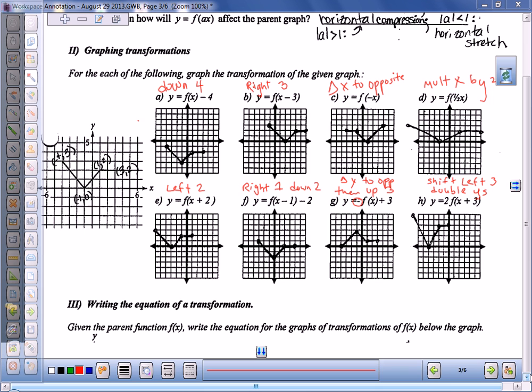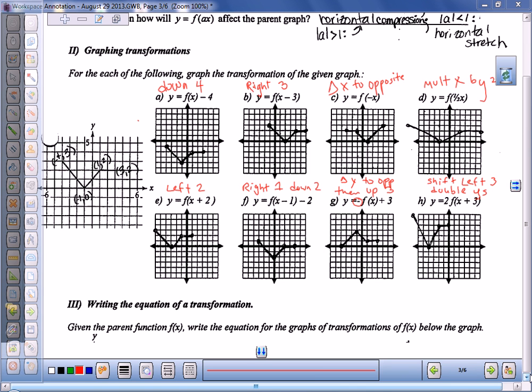H, we shift left 3 units, and then the 2 out in front of the function that doubles our y's, we would call that a vertical stretch by a scale factor of 2. Any questions on part 2? Go ahead and make any corrections if you need to.